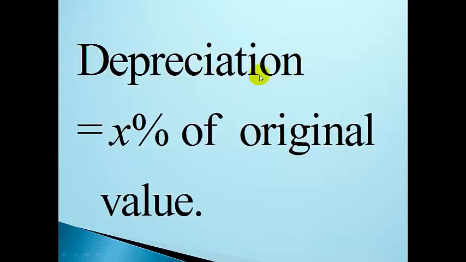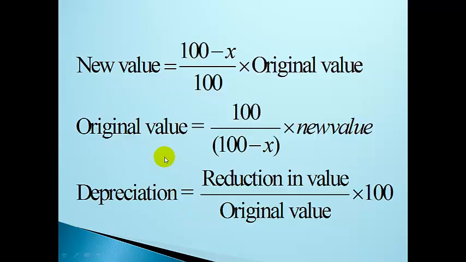So depreciation will be equal to X% of the original value. Now, if you want to find the new value, it is 100 minus X divided by 100 times the original value, where X is the percentage depreciation. So you subtract X from 100, then you divide the result by 100 and you multiply by the original value, and that will give you the new value.